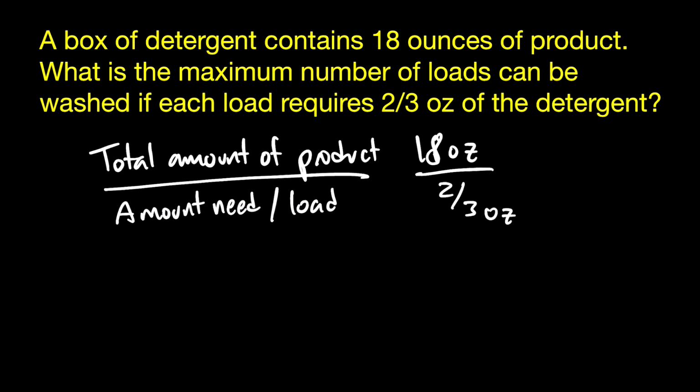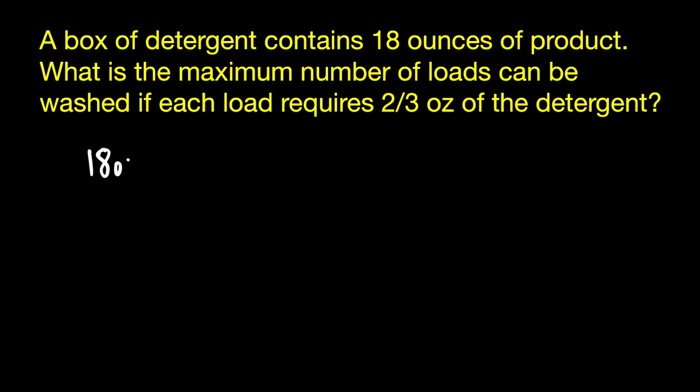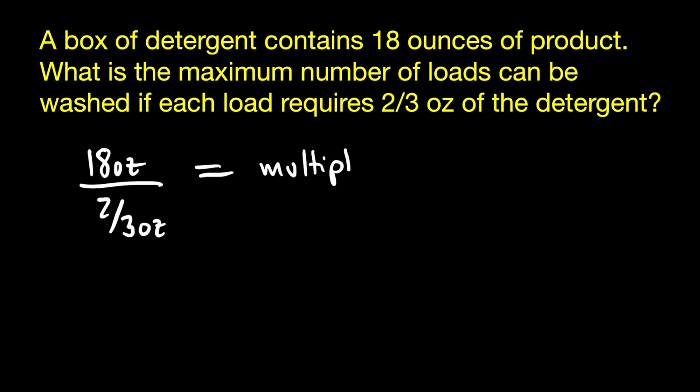All right, so in order to answer this question, what you have to remember is that when you have a fraction and you're dividing by a fraction, you are actually multiplying by something known as the reciprocal. Okay, so 18 ounces divided by 2/3 of an ounce, you have to multiply by the reciprocal. So let's remind ourselves what the reciprocal means.